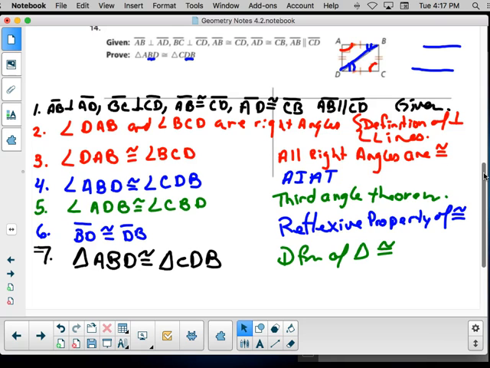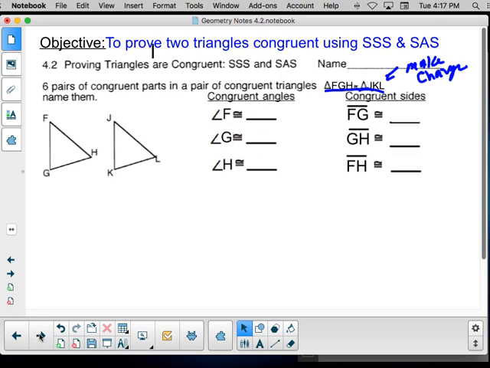Let's look at the notes. Today's objective for 4-2 is prove 2 triangles congruent using side, side, side, and side angle side. Now here's the thing. Yesterday you had to prove all 6 pieces congruent to all 6 pieces. Today I'm telling you there's a shortcut. One of them requires you to know all 3 sides, and the other one is 2 sides and an included angle. So we're going to cover those.